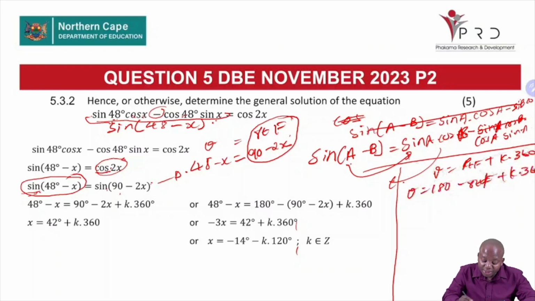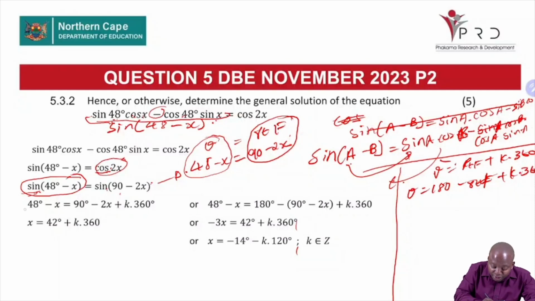So that means our theta is 48 minus x. Our reference is 90 minus 2x. The first one is this one, so our theta, our reference angle, and our k there. So what do we do from there? We now solve for x. You remember k must always be included. It's an element of integers.